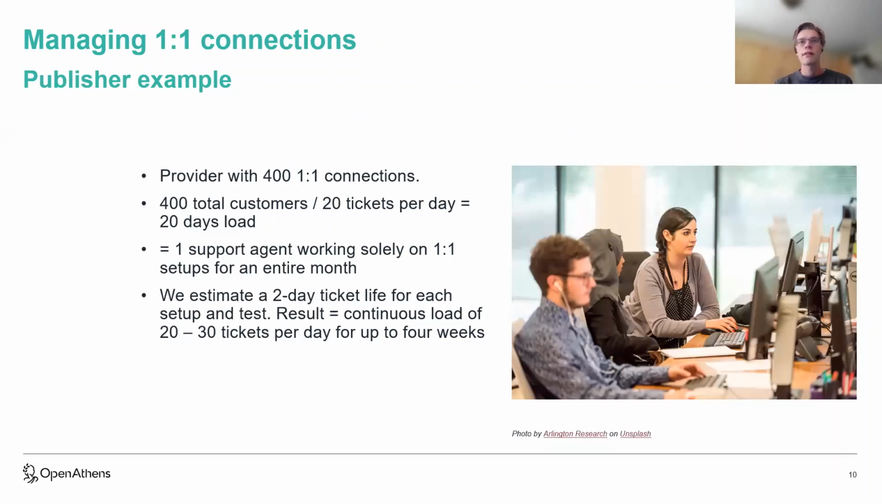So if we were to take an example of one publisher having around 400 customers, and you were to maintain those through one-to-one connections, we've taken an example of around a 2-day ticket life, which means that if you were to maintain all of those 400 connections just as one-to-one connections, you would potentially have 20 to 30 tickets per day for up to 4 weeks if you were to move, maintain or onboard them all onto one-to-one connections instead of using a Federation approach.